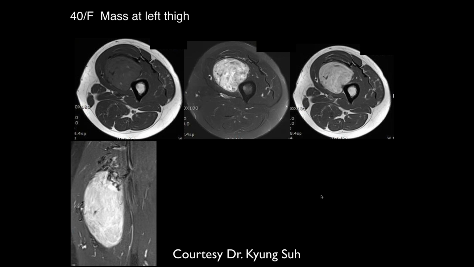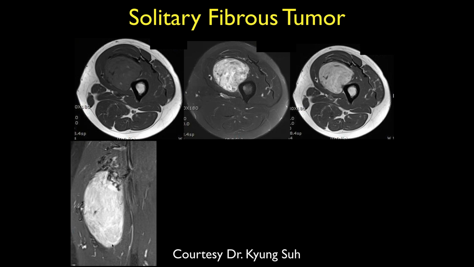Okay, so we have a 40-year-old female with a mass at the left thigh. I have a T1, PD fat sat, and post-contrast images. So basically it's kind of an oblong-shaped T1 hyperintense, T2 hyperintense, and PD hyperintense lesion at the anteromedial aspect of the thigh. It does not seem to be fibrous as such, looking at the T2 characteristics, but there are some complex elements within.